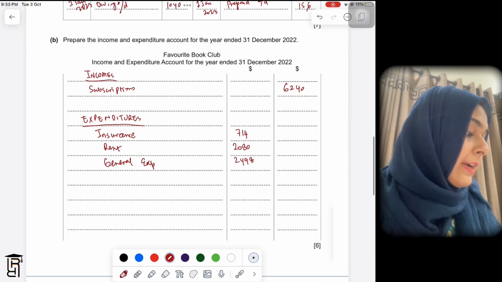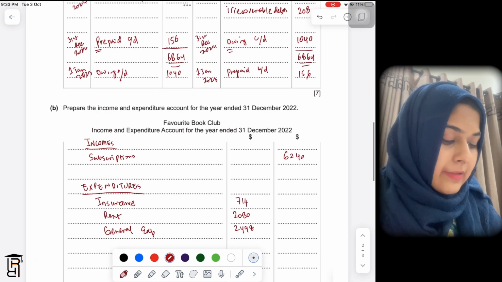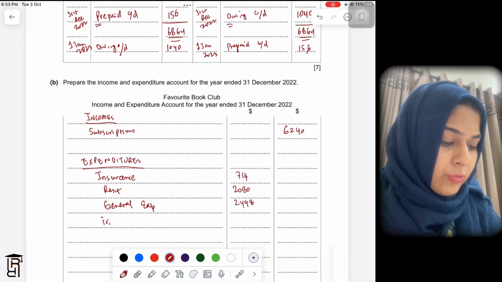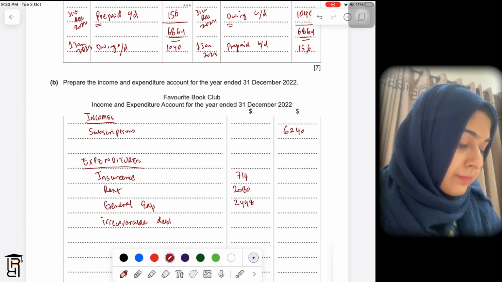And then what you have here is irrecoverable debts. So we had irrecoverable debts of subscription of 208.